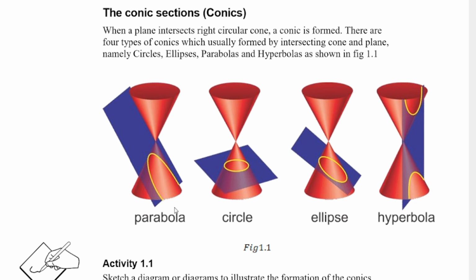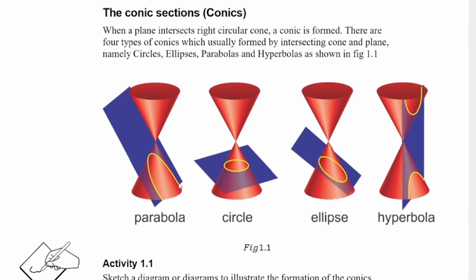What are conic sections? Conic sections are the curves formed when a plane intersects a double napped cone. When we talk of a double napped cone, we are really referring to a cone with two identical parts pointing in opposite directions. As you can clearly see here, we have one cone on top, and then we have another cone at the bottom part.